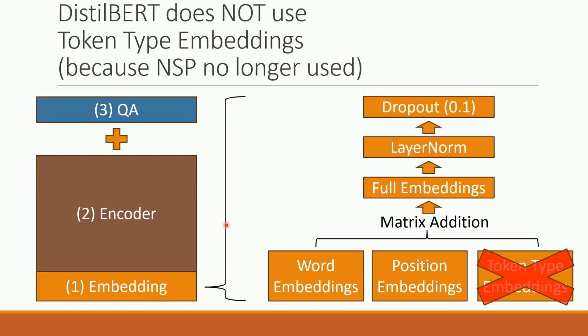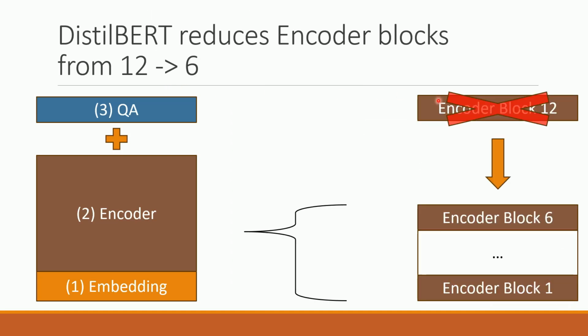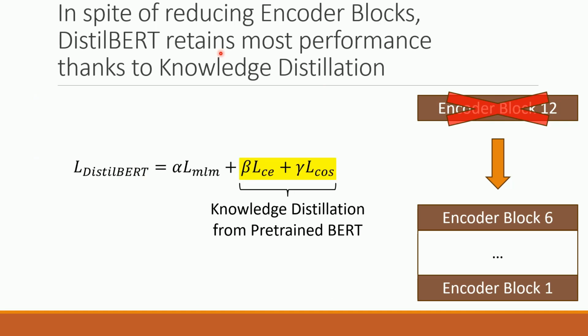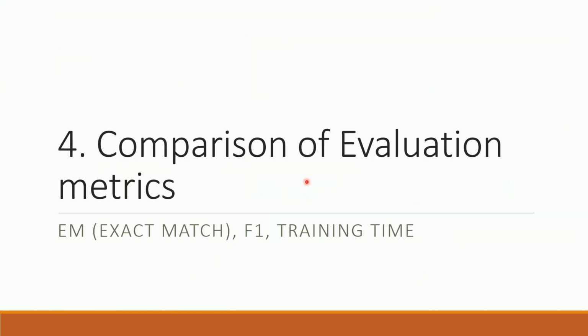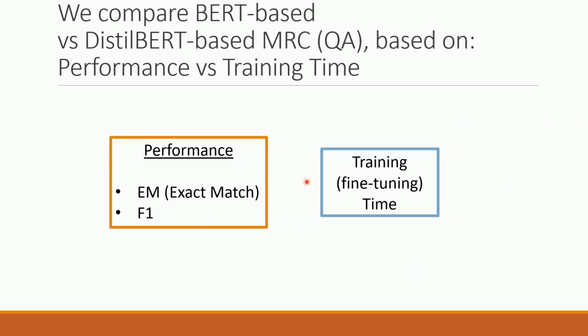So this is more on the model architecture specifically. DistilBERT does not use token type embeddings because it no longer uses next sentence prediction. And for the encoder blocks, it reduces the number from 12 to 6. In spite of reducing the encoder blocks, DistilBERT is still able to retain most of the performance thanks to knowledge distillation, which you can see over here. So comparing the metrics, we are using exact match and F1 to compare the performance, and then we're using the training time, specifically on fine-tuning on SQuAD 1.1.